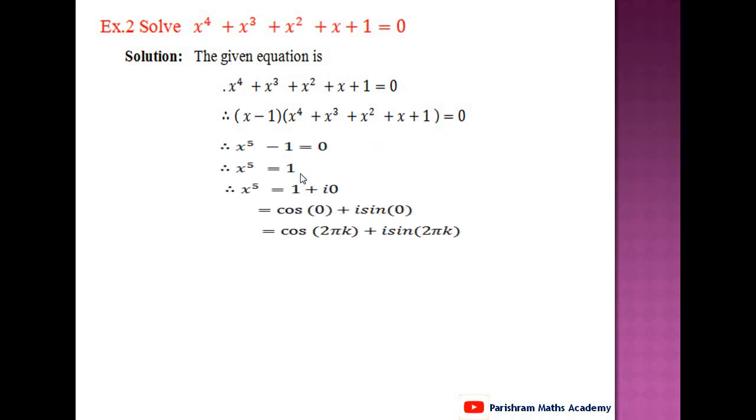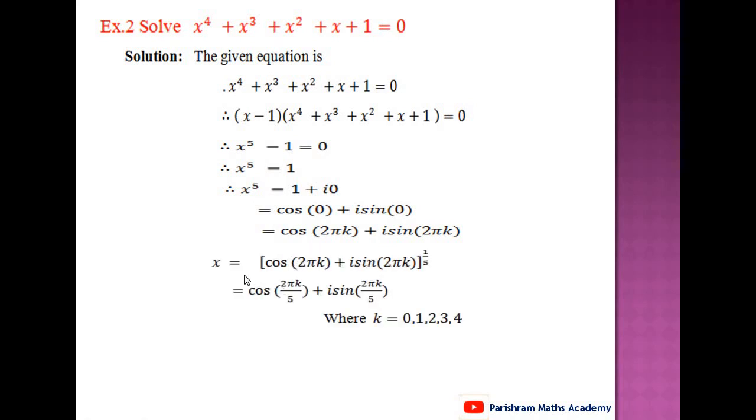That is x raised to 5 equal to 1. And therefore x raised to 5 is same as 1 plus i into 0. 1 is same as cos 0 plus i into 0 is same as sin 0. Cos of 0 is same as cos of 2 pi k plus i into sin of 2 pi k.